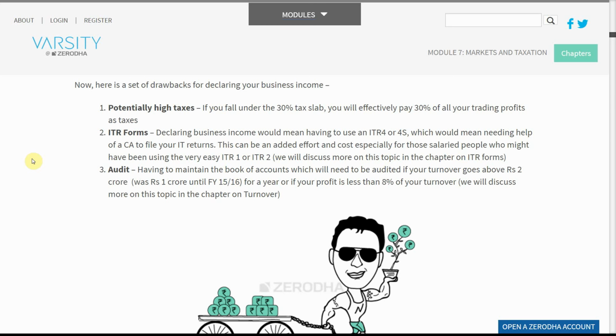ITR forms. Declaring business income would mean having to use an ITR 4 or 4S, which would mean needing the help of a CA to file your IT returns. This can be an added effort and cost, especially for those salaried people who have been using the very easy ITR 1 or ITR 2. We will discuss more on this topic in the chapter on ITR forms.